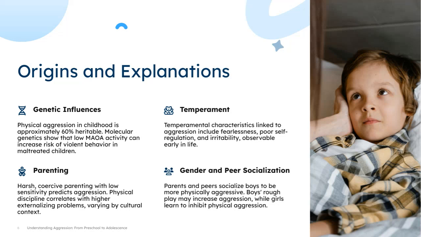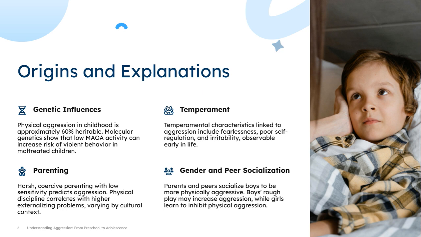On this slide, we're looking at the origins and explanations behind physical aggression in children. First, genetic influences are significant, accounting for about 60% of the variability in physical aggression. Research also points to specific genetic factors, like low MAOA enzyme activity, which can increase the likelihood of violent behavior, particularly in children who have experienced maltreatment.